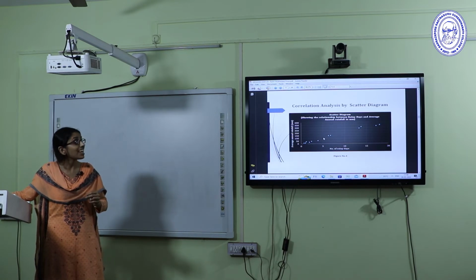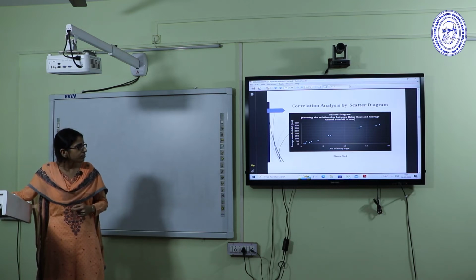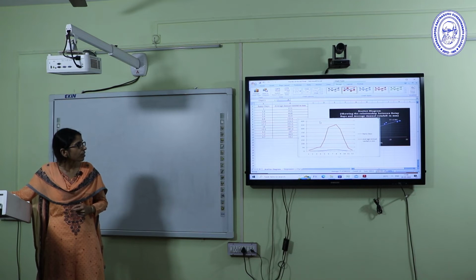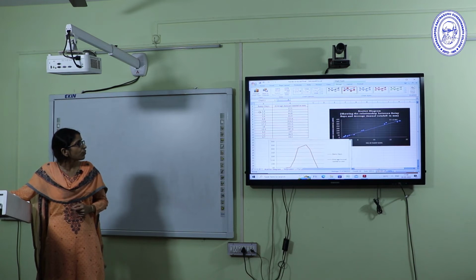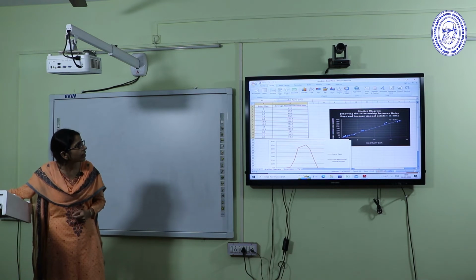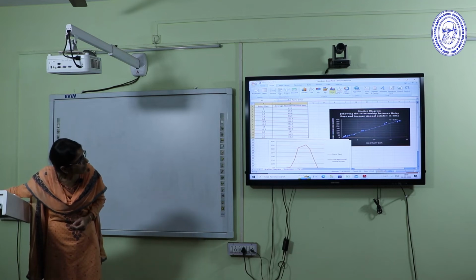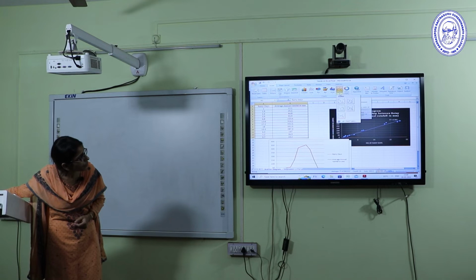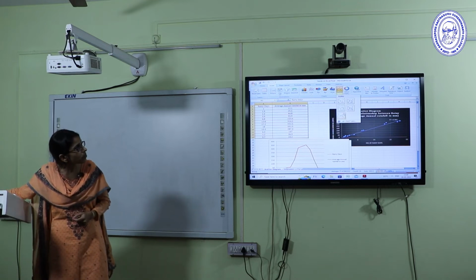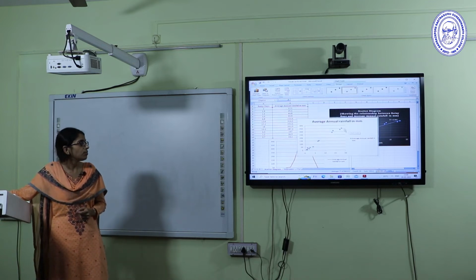So, if we want to prepare this kind of scatter diagram through Microsoft Excel, first of all, you select your data set, then go through Insert, then you can see that there is scatter plot. Different types of scatter plots are there. So we select this. So this is the scatter plot.